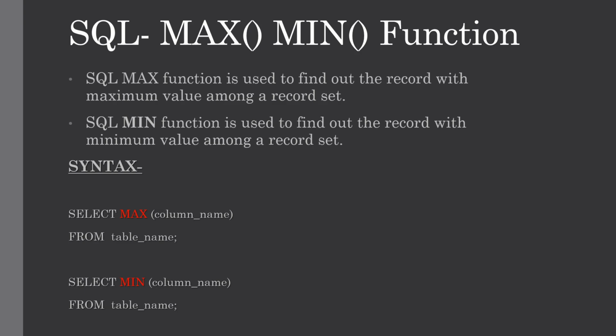Let's get into it. The SQL max function is used to find the record with the maximum value among a record set, and similarly the SQL min function is used to find the record with the minimum value among a record set. So these are the basic syntaxes of the min and max functions. We have to use these functions in the select clause along with the column name. We can also use where conditions and the group by clause to further filter the data. Let me explain with some simple examples.